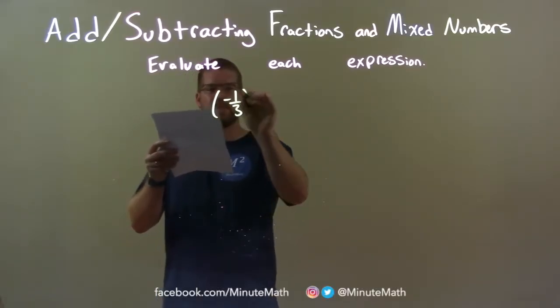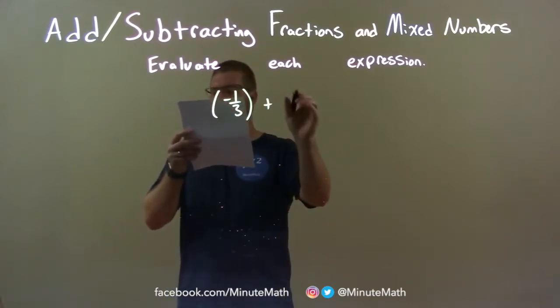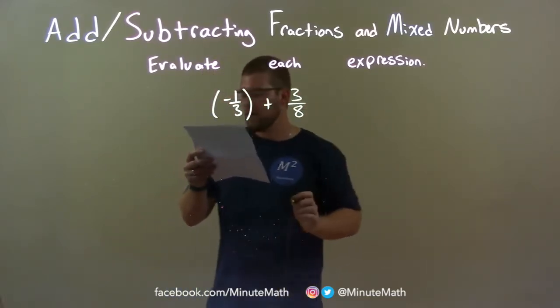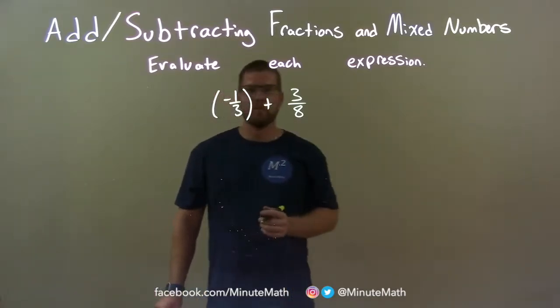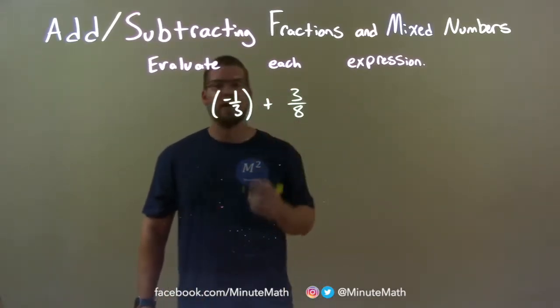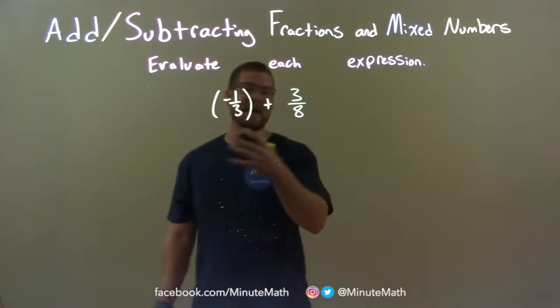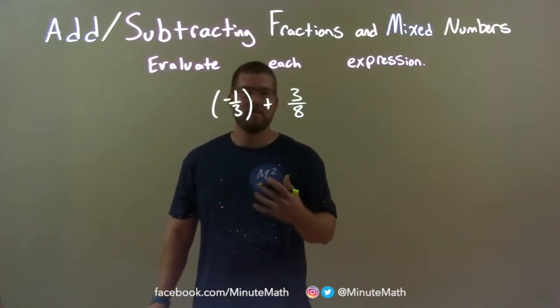Negative 1/3 plus 3/8. So we have negative 1/3 plus 3/8. The first thing you should see here is that these do not have the same base. So we can't add them directly right now, but we can make them have the same base.